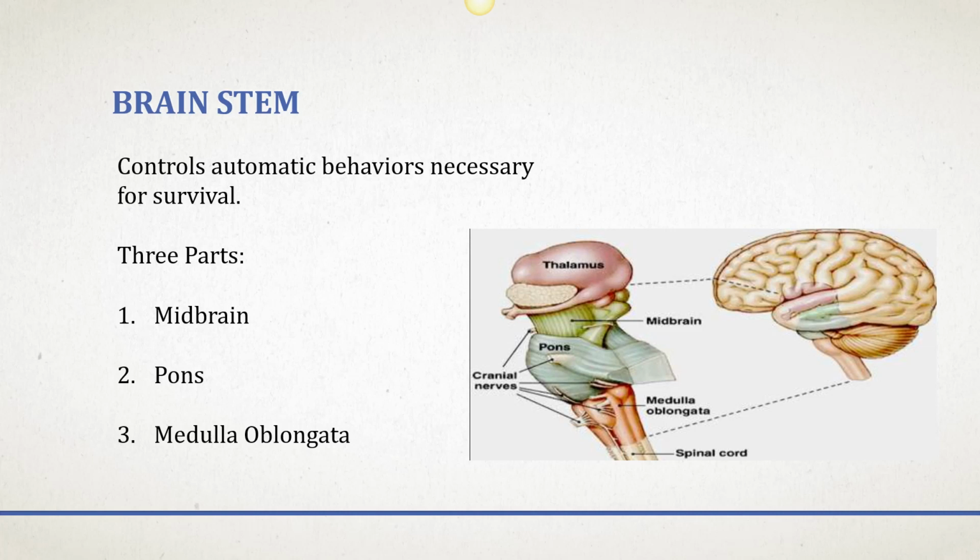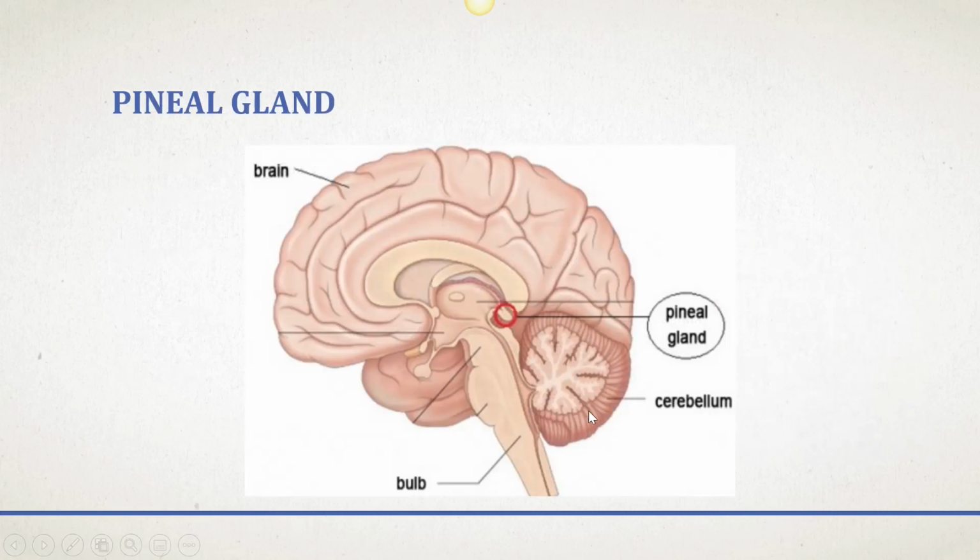Now we go on to the brainstem. The brainstem controls automatic behaviors that are necessary for survival. And there are three parts to the brainstem, the midbrain, pons, and medulla oblongata. And if we go back to this picture, this is the midbrain. This is the pons, and it sticks out like the letter P. And this is the medulla oblongata, which will eventually turn into the spinal cord once it leaves that foramen magnum of the skull.